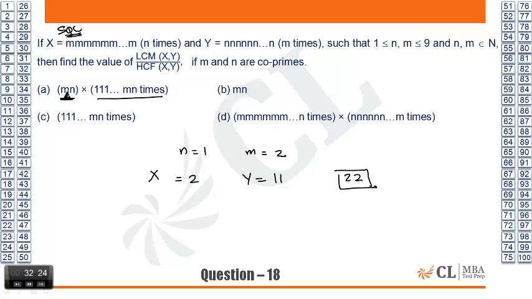Is this number mn or multiplication mn? Number mn, yeah. Number mn means it will be 21. How can it be 21? 21 times something is not possible. We need to get a 22. This is m into n, 1 into 2 is 2. I need to get a 22.